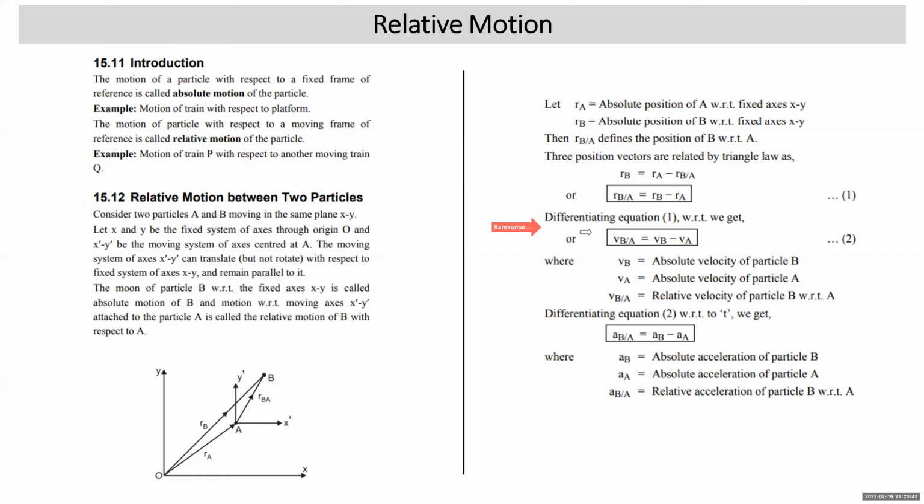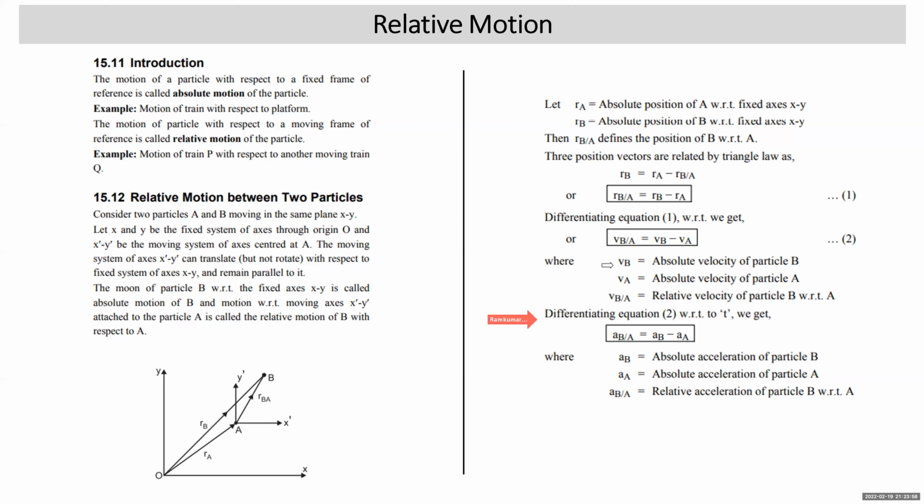If you differentiate this expression with respect to t, you get VBA, the velocity of B with respect to A, equal to VB minus VA. VB is the absolute velocity of particle B, VA is the absolute velocity of particle A, and VBA is the relative velocity of particle B with respect to A.